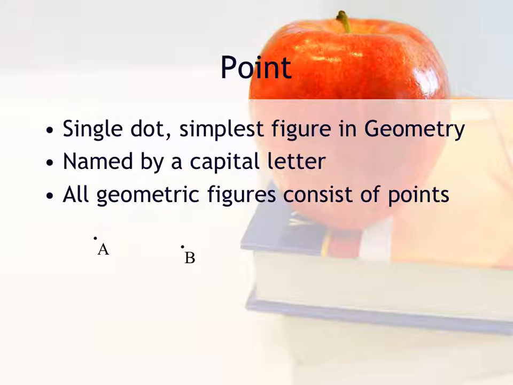So those two objects are point A and point B. Notice that they're named with a capital letter. Okay, they are that single dot. And again, all geometric figures consist of points.